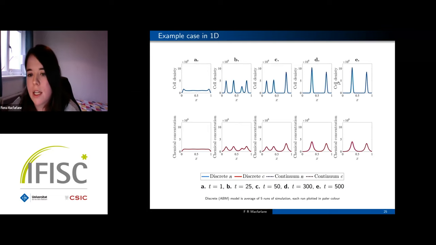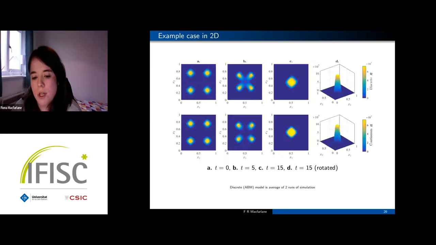We can also see in this case, we get a good agreement between the individual based model, the solid lines, and the PDE model, which is the dashed line at each of the time steps. So in this case, the PDE is able to capture the results of the agent-based model. What I should have said as well is the agent-based model results that are shown are the average of five runs of the simulation. But in this case, the runs of the simulation are quite robust, so that we get very similar results for each case. So this is a 1D example of some of the results we can get.